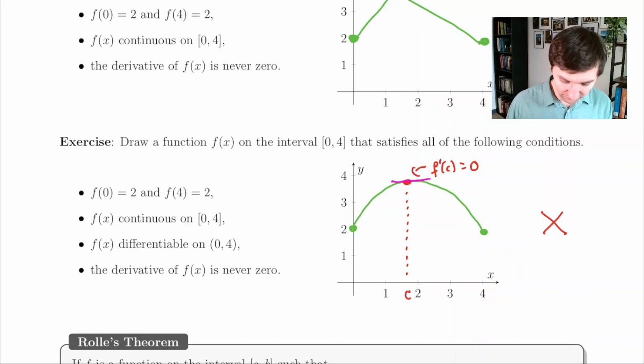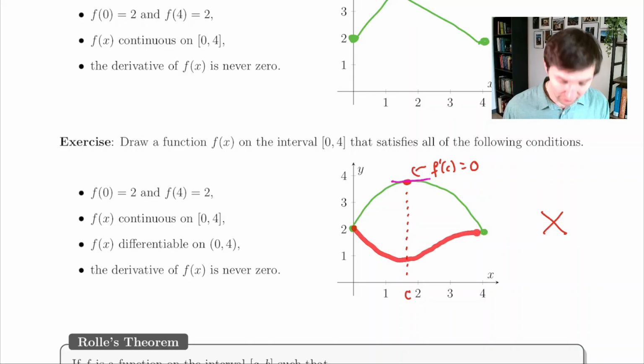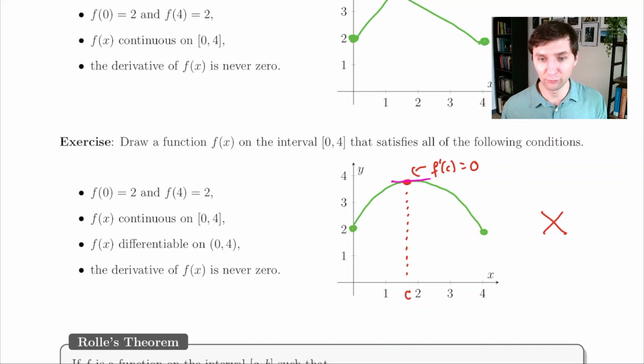If I started the function by drawing it down, at some point I will have to go up to reach the second point. Again, there would be a place where the derivative would be 0. This is exactly what Rolle's theorem says.